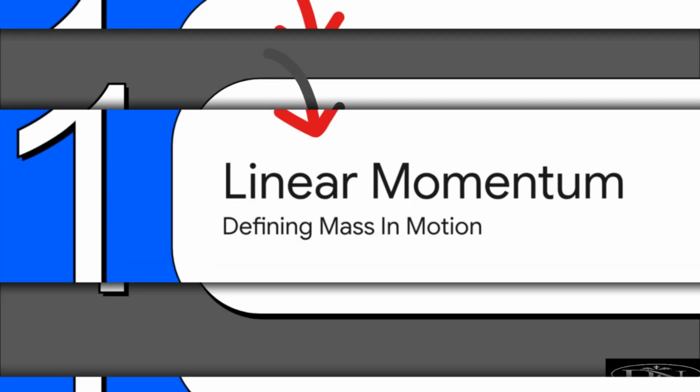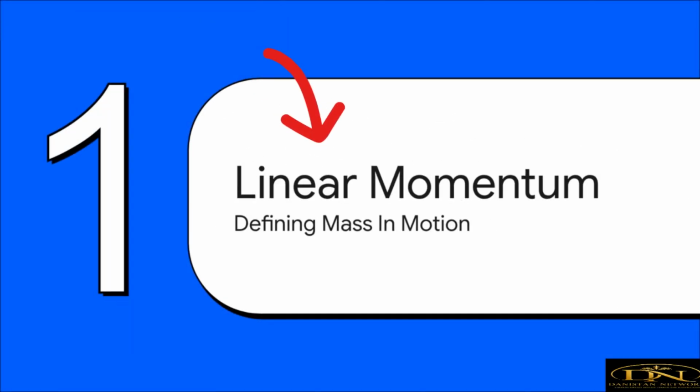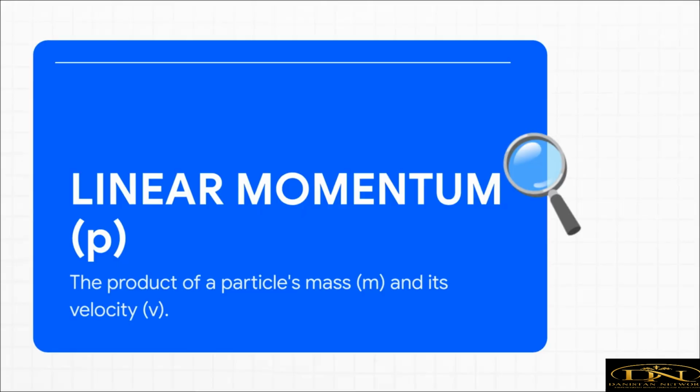Okay, let's dive into this with Section 1, Linear Momentum Fundamentals, or Defining Mass in Motion. To really make sense of motion, we first need a concept that combines how much stuff is moving with exactly how fast it's moving. And that brings us to linear momentum. By definition, a particle's linear momentum, which we represent with a lowercase p, is just the product of its mass, m, and its velocity, v. Mathematically, it's as simple as p equals m times v.